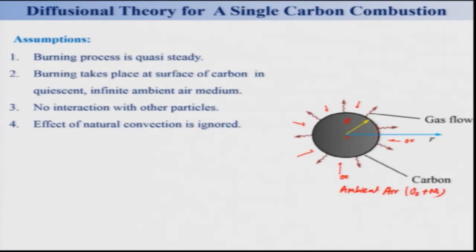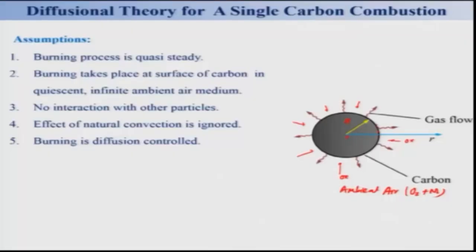There is no gravitational force acting. As a result, the effect of natural convection is ignored, which is not possible on the surface of the earth, but in space or in a controlled experiment it can be possible. So, it is done to simplify the analysis. Burning is diffusion controlled, as we discussed, with constant thermodynamic properties. Keep in mind that in an actual situation, the properties of gases do change with temperature, so they cannot really be considered constant. To make the analysis tractable, we will use them as constant.